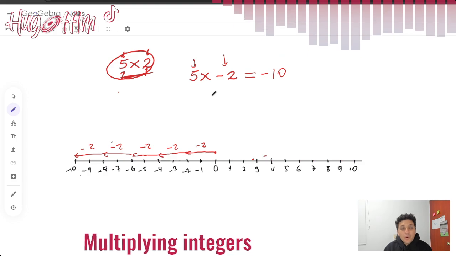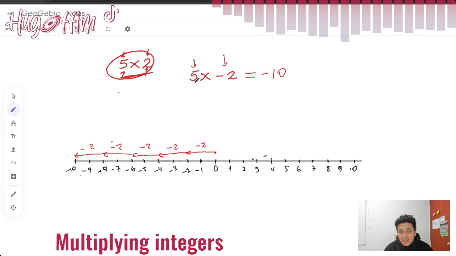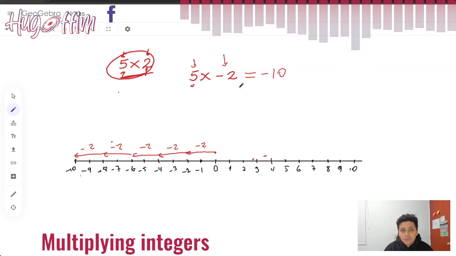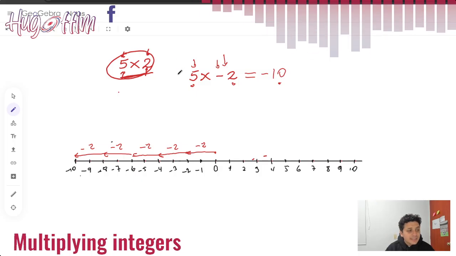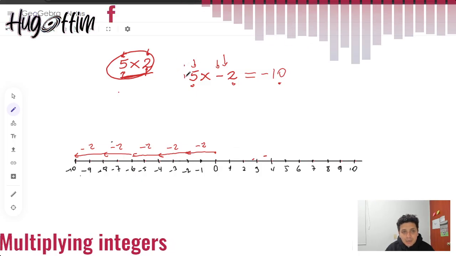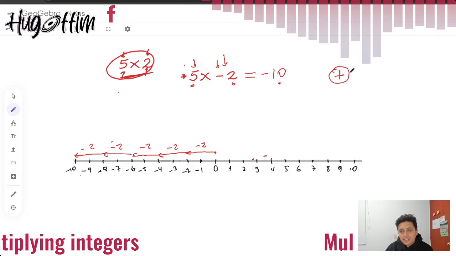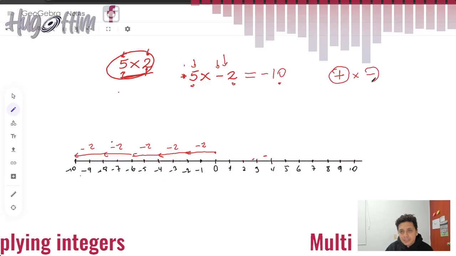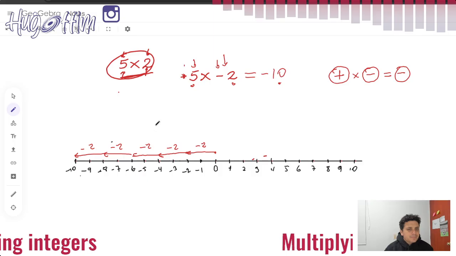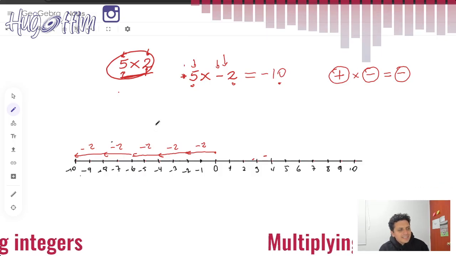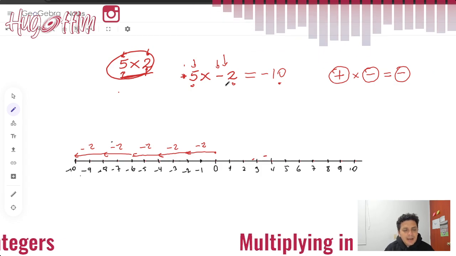Okay? So here we can see our first rule of multiplying integers. I can observe that I just need to multiply 5 times 2, which gives 10, and the negative sign is multiplied by the positive sign that represents 5. So the first rule to multiply integers is that if I multiply a positive integer times a negative integer, this gives me a negative.